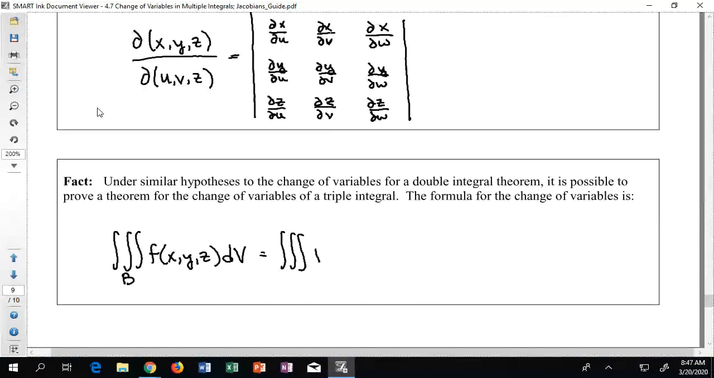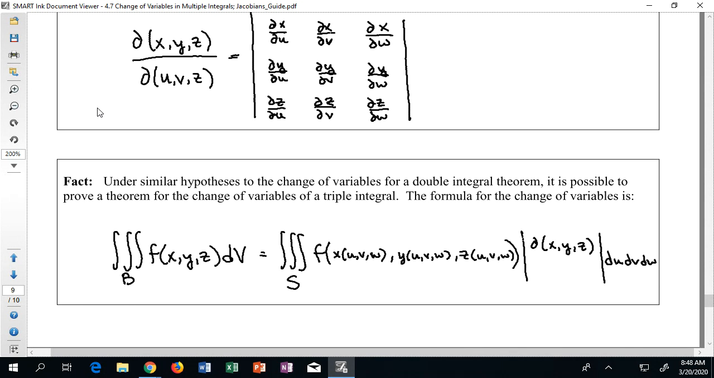One of the first things I would have to change out is my functions. So I'd have to say, I'm going to replace x with a function of u's, v's, and w's. I'm going to replace y with a function of u's, v's, and w's. Same with z. Once my function's changed, I'm also going to want to change my region over, and therefore change my bounds. I'm also going to have to have a du, dv, dw at the back. All my differentials are going to have to change. But also before that, I'm going to need the absolute value of my Jacobian, but my Jacobian from 3 space.